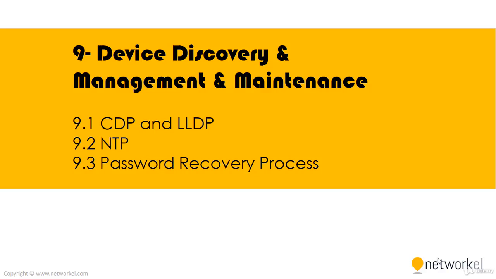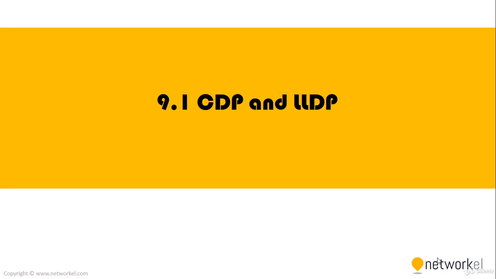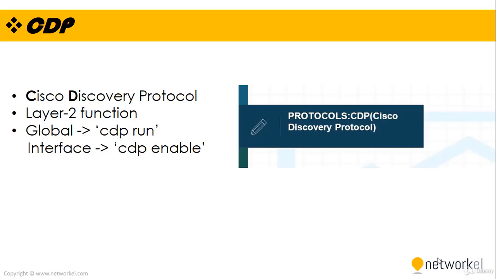In this section, we're going to talk about device discovery and management and the maintenance. We are starting with CDP and LLDP. CDP is a Cisco proprietary protocol used to share information about directly connected Cisco devices. This is an OSI Layer 2 function.